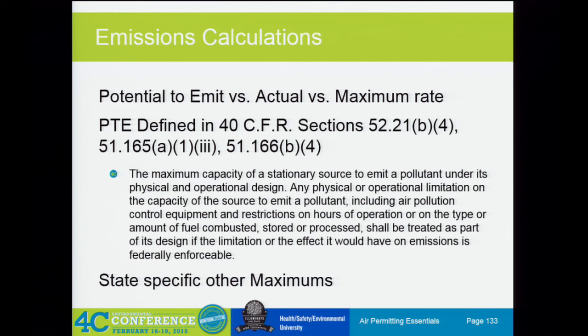There are also some state-specific maximums. For instance, if you have a state regulation that limits certain emissions from whatever your process is, that would define what your PTE is, because you can't exceed the emissions that a regulation has in place, and so it would also be something that could establish your PTE.